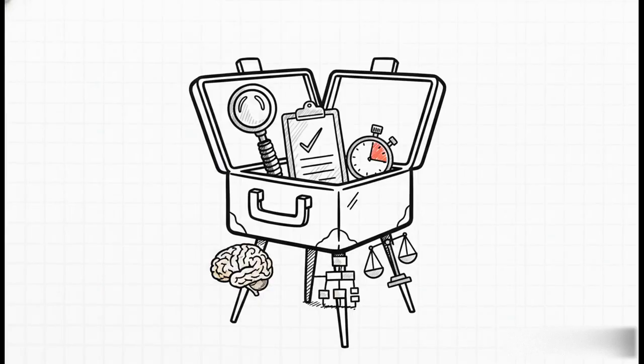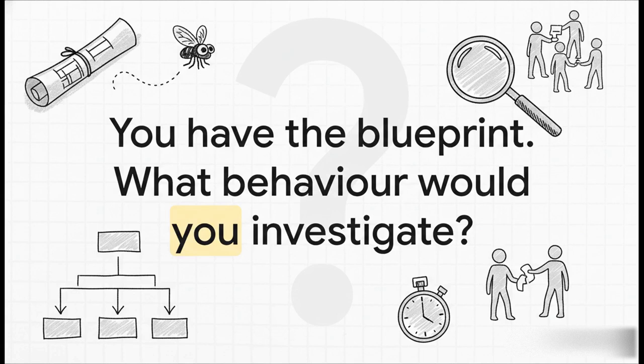So what's the bottom line? Observation is an absolutely invaluable part of a psychologist's toolkit. It's how we capture life as it's lived. But its scientific value, its credibility, all hangs on the researcher making smart, systematic, and ethical choices from start to finish. So now you've got the blueprint.